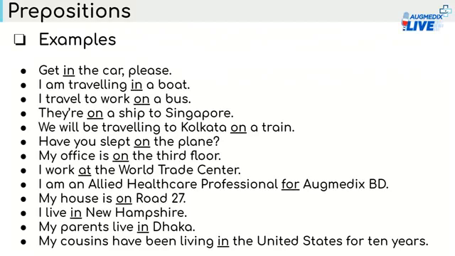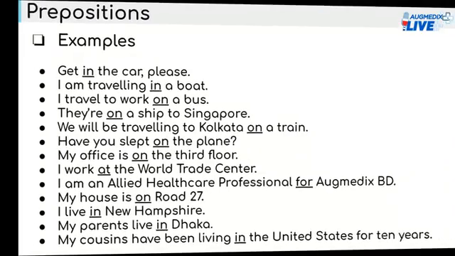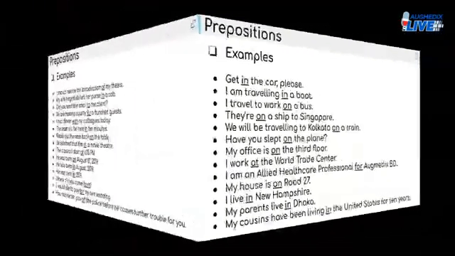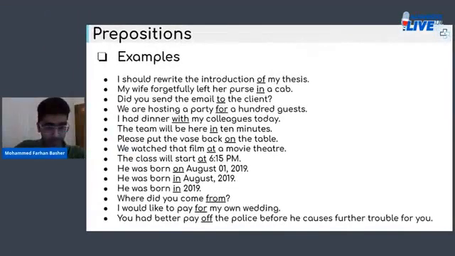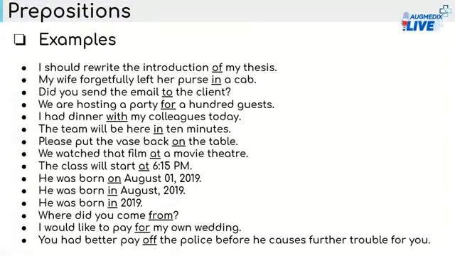I am an allied healthcare professional for Bangladesh. My house is on Road 27. I live in New Hampshire. My parents live in Dhaka. My cousins have been living in the United States for 10 years. You see? Okay. Now let's try to discuss each of these examples here. Now the very first one. I should rewrite the introduction of my thesis. All right, give me a moment.